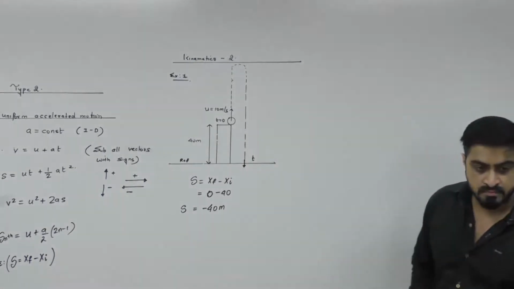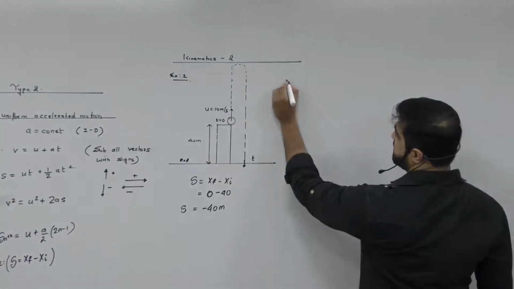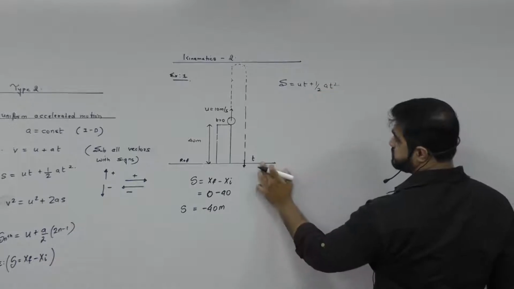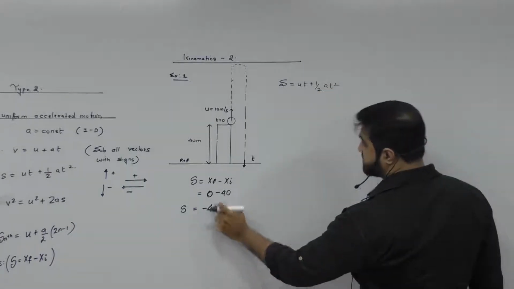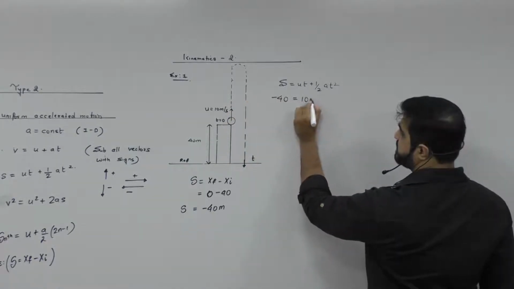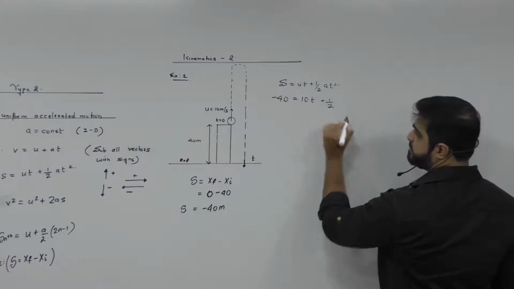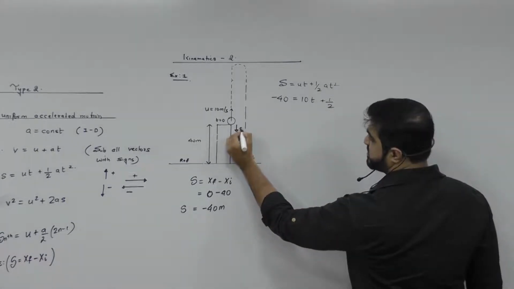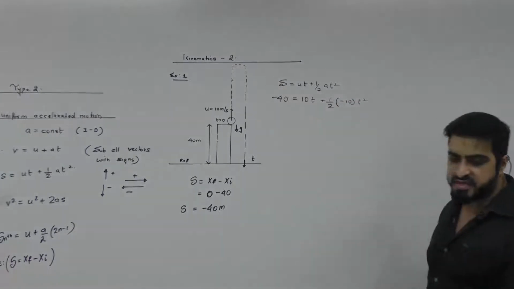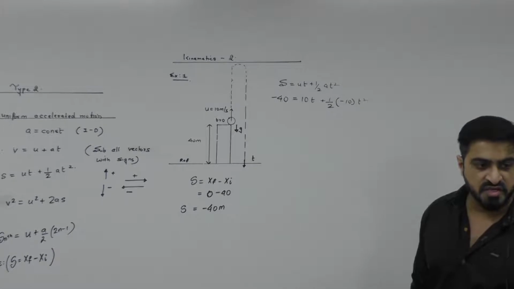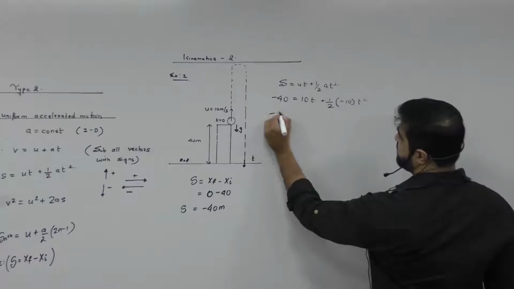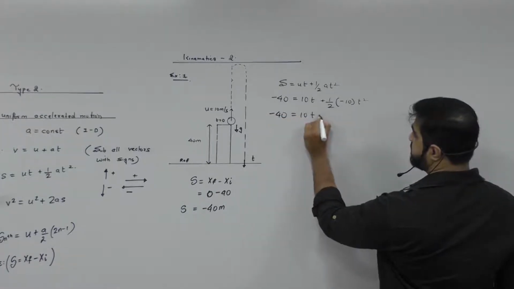Yes or no? Now I'll apply this kinematical equation. Can I say S is equal to ut plus half at square? S is minus 40. u is 10, so plus 10t plus half a. a is gravity, which is always directed downwards, so g will be taken as minus 10, t square. You have to substitute everything with sign. All the physical quantities directed upward are positive and downward are negative. So this will be minus 40 equals 10t minus 5t square.